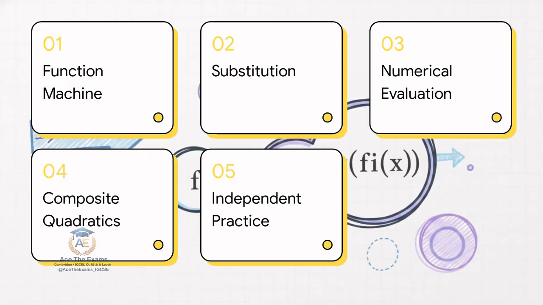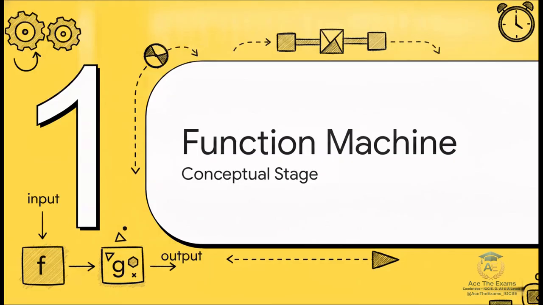Okay, let's dive into this. Here is our roadmap for today's session. We've got 5 key areas: the composite function machine, algebraic substitution, numerical evaluation, solving composite quadratics, and independent practice. We're breaking this monster down into highly manageable, distinct skills. Section 1, the composite function machine.